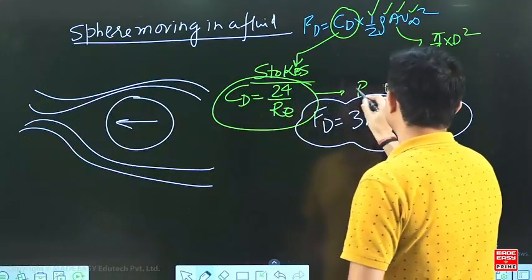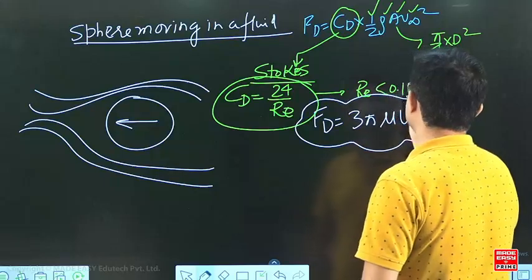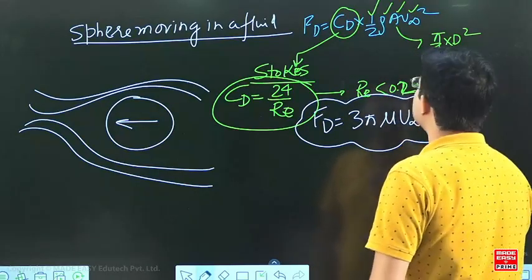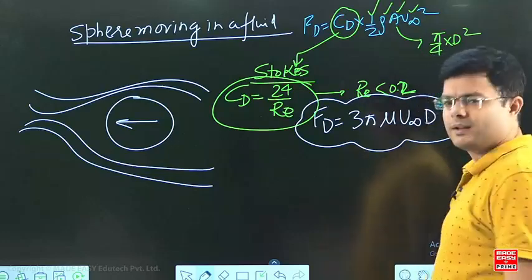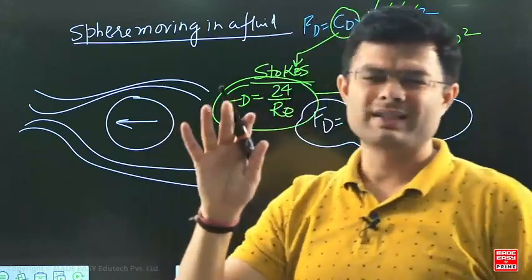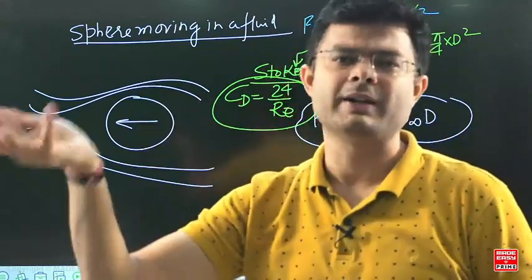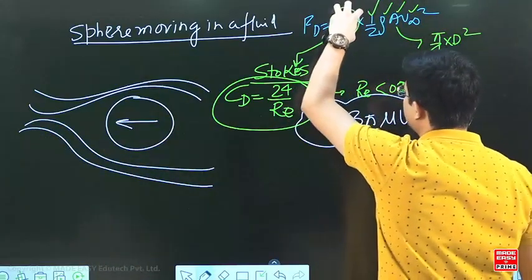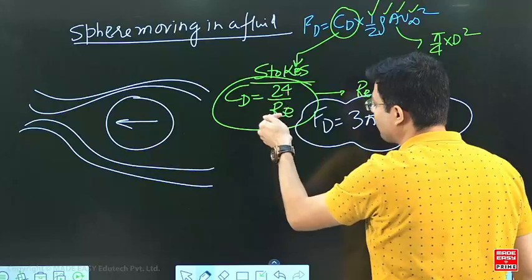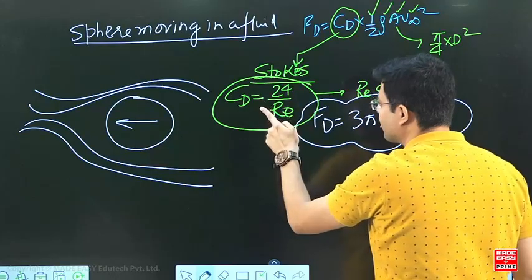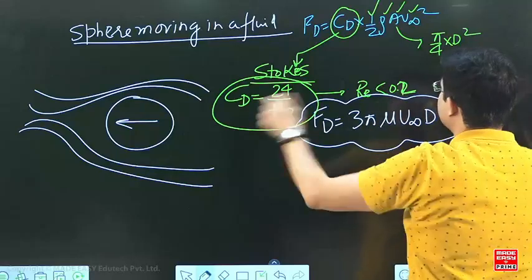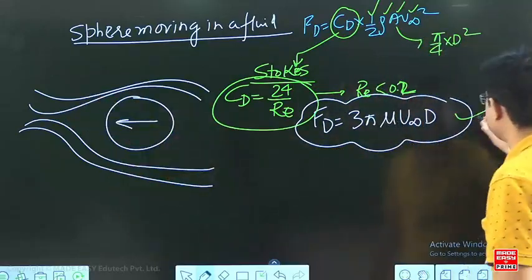But this is only applicable when Reynolds number is less than 0.2 or 0.1. Some books write 0.2, some books write 0.1. So I am writing 0.2. But you know, in most of the cases, Stokes' law is applicable. So in place of CD, you write 24 by Reynolds number, you write rho u infinity d by mu, you put the area, cancel out all the stuff, and you will get this answer.